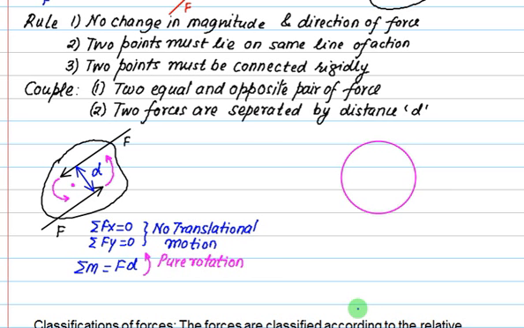The couple is called a free vector, whereas the moment is a bound vector. This means the position of the force will matter for the moment vector, whereas the couple is a free vector. You can generate the same couple by applying a force at this point. We want anti-clockwise, so one force like this and one force like this, and the distance of separation is equal to d. So this figure and this figure are equivalent, with no translation but pure rotation.